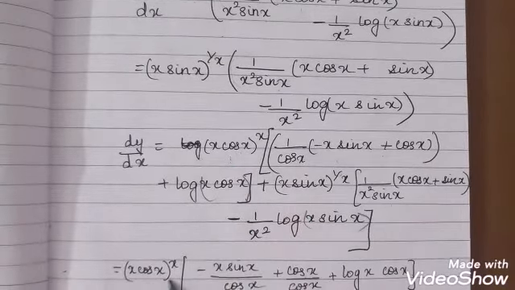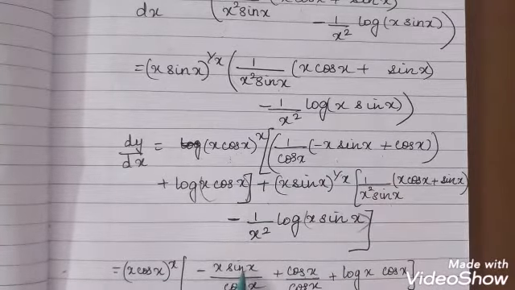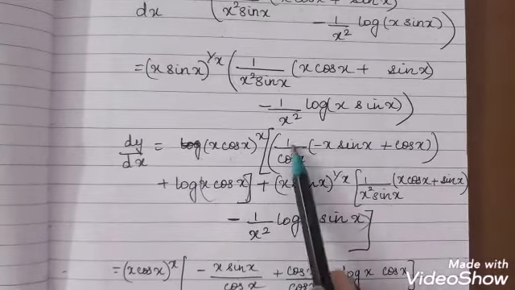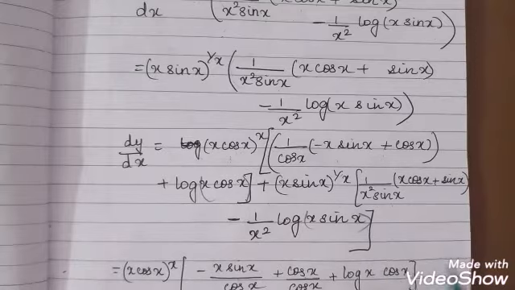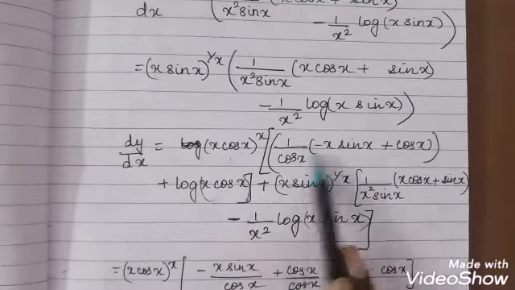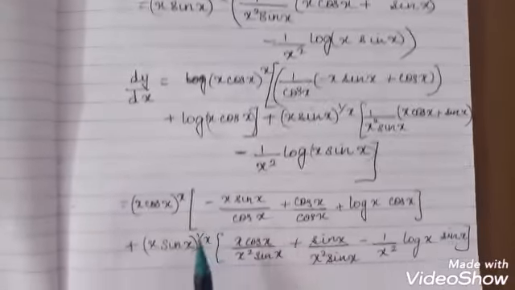So it is x cos x the whole x. When you multiply it, what will you get? Minus x sin x by cos x plus cos x by cos x plus log of x cos x you have here. Okay, that's separate because when you multiply it's only with this term here, plus log of x cos x plus what's the next one?